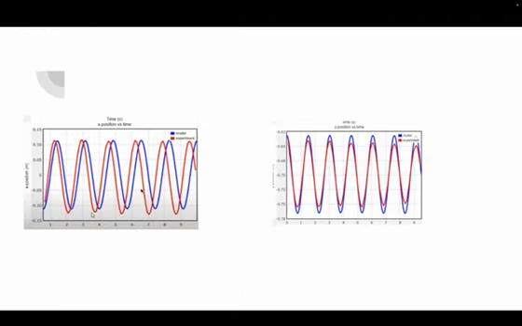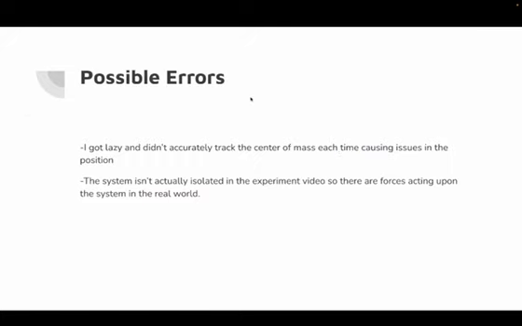And so from our code, we have two graphs on X and Y, and as you can see from the red and blue lines, there are some discrepancies between our Tracker data and our computational model. And to get into the reasons why, it might be because I got lazy and didn't accurately track the center of mass at each time, causing issues in the position. And the system isn't actually isolated in the experiment video, so there are forces acting upon the system in the real world.